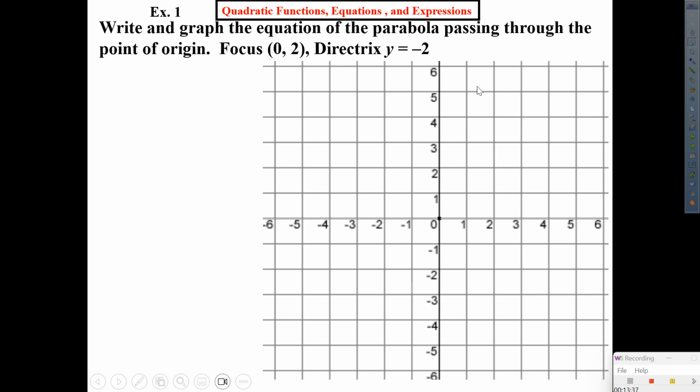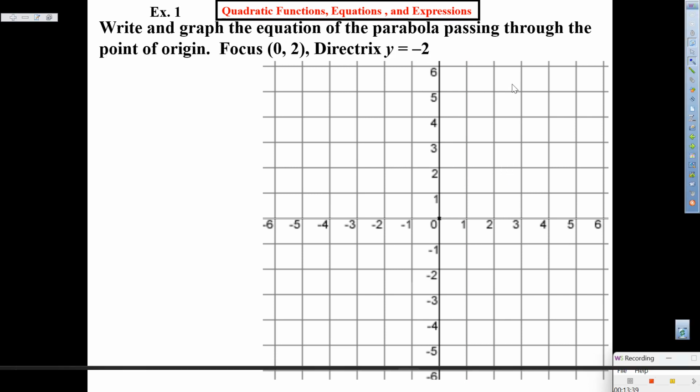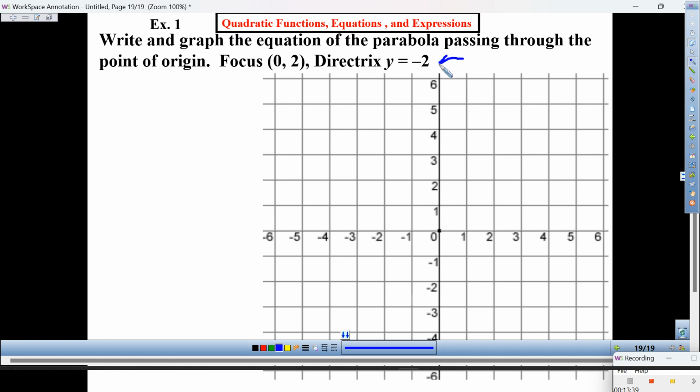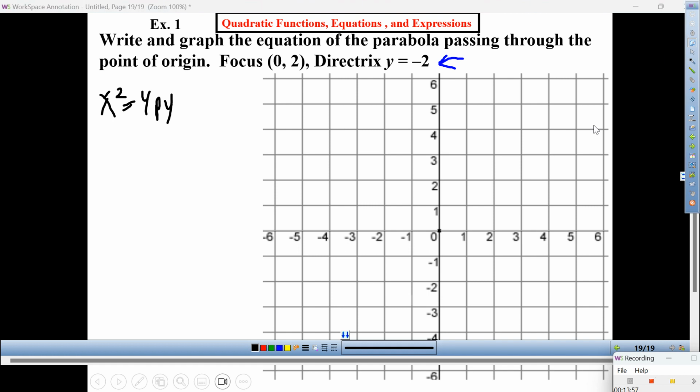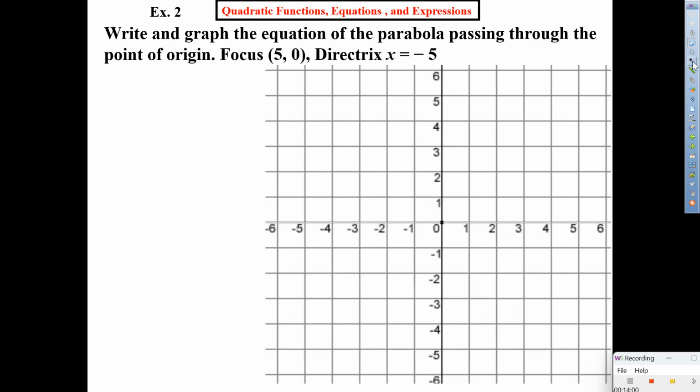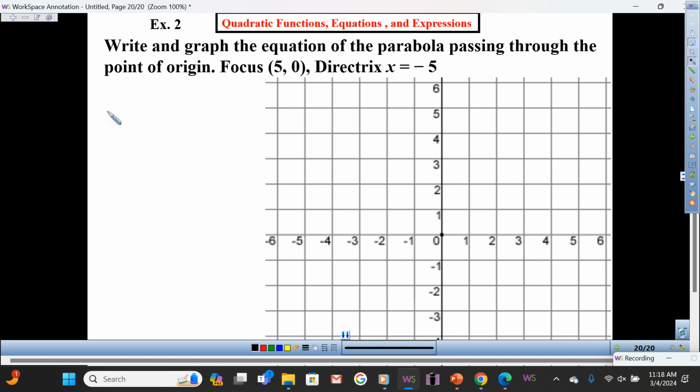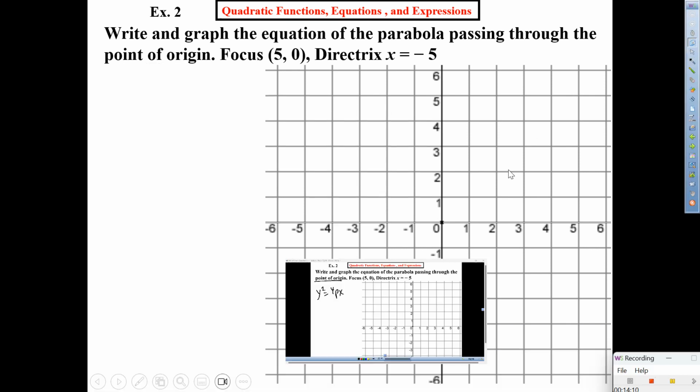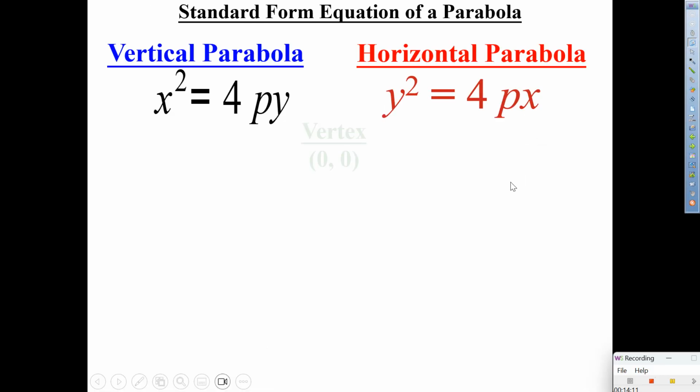However, quick recap. When I gave you these, we first looked at the directrix to write our equations. Is that correct? So tell your neighbor, what equation would I write for this one? X squared equals 4py. That is correct. How about this one? Y squared equals 4px. And they all go through the point of origin, which is 0, 0. Thank you, Danny. So that's true. We got that. 0, 0.